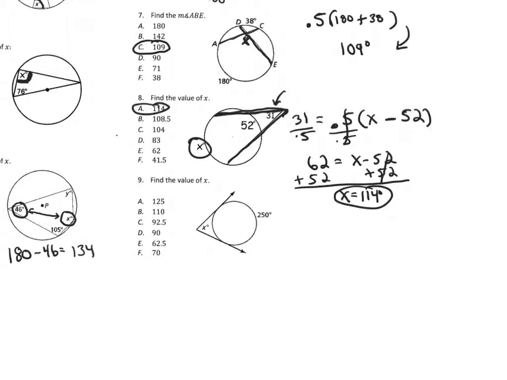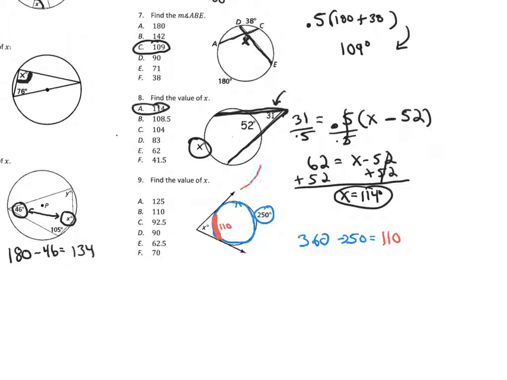The last one on this page requires us to know how many degrees are in a total circle. So what we're going to do is start off by just doing 360 minus the 250 to figure out what the degrees is from this little section right here in red that I'm putting. So 360 minus 250 is 110, so I'm going to put a 110.